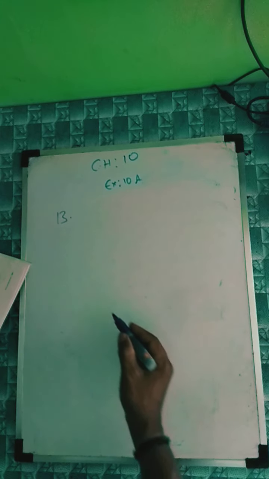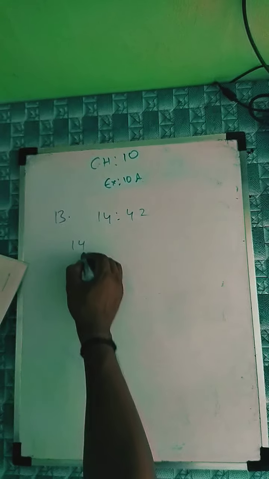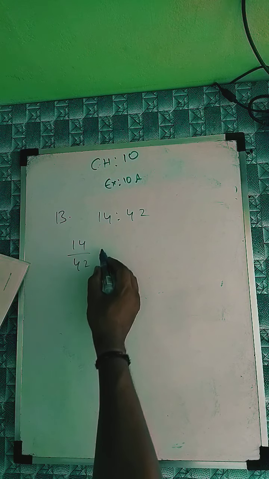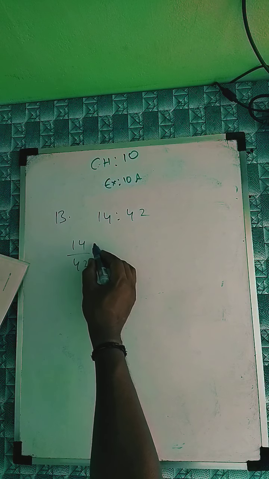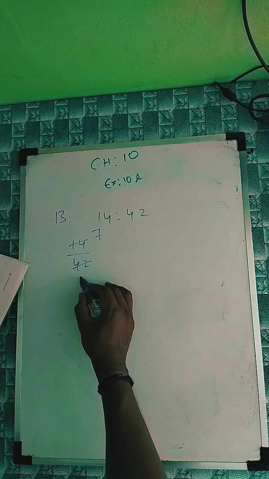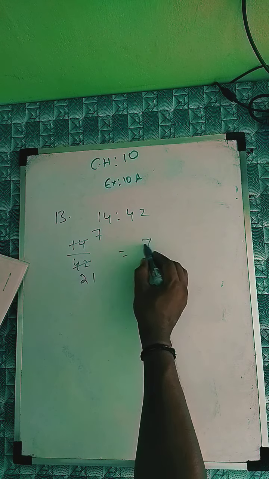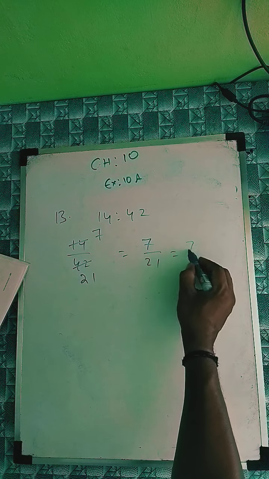Find the equivalent ratios of 14 is to 42. So what you can do, you write 14 by 42. First you divide, you can cut by 2 here. 7 2s are 14 and 21 2s are 42. So the answer is 7 by 21. So 7 is to 21.